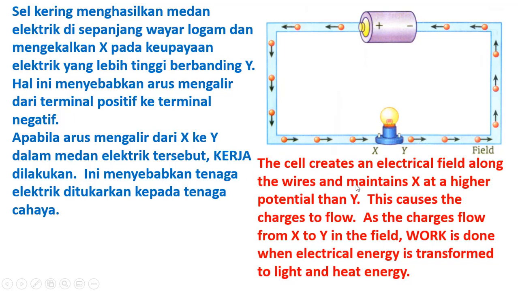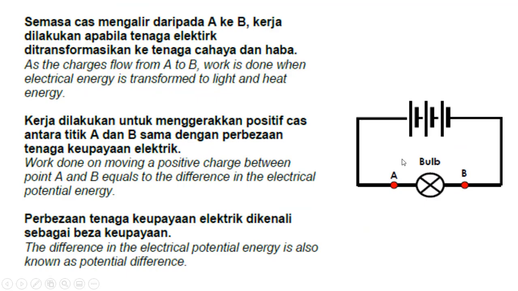The cell creates an electric field along the wires and maintains X at a higher potential than Y. This causes the charge to flow. As the charge flows from X to Y in the field, work is done, where electrical energy is transformed to light and heat energy. In other words, in order to make the current flow, the charge must have energy, and we have to do work to move the charge from X to Y.